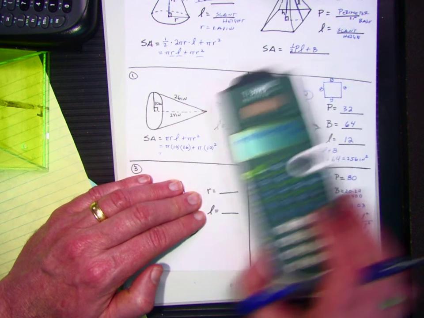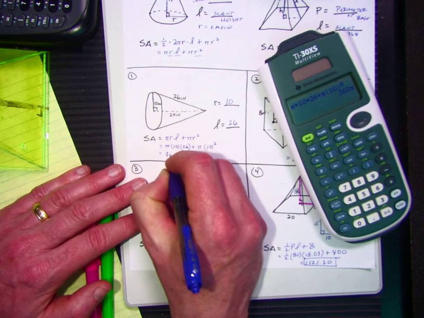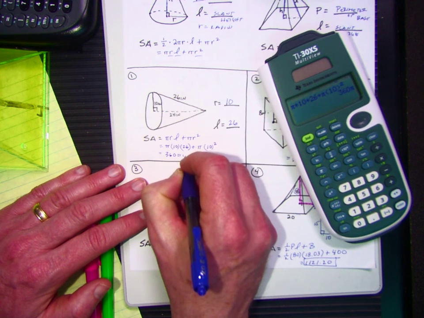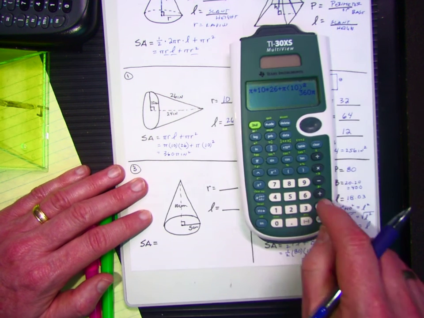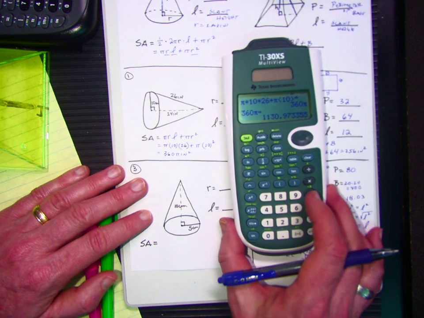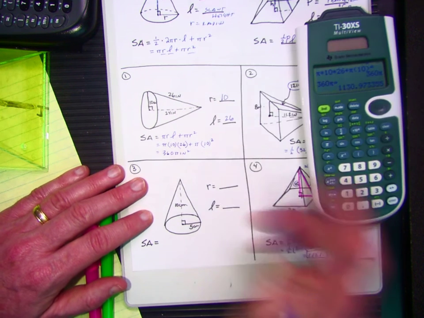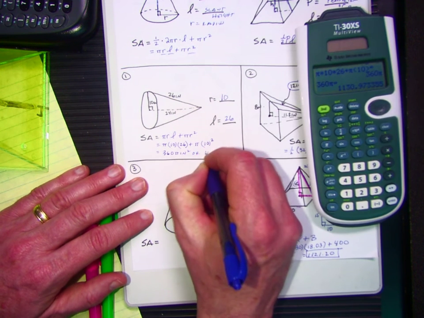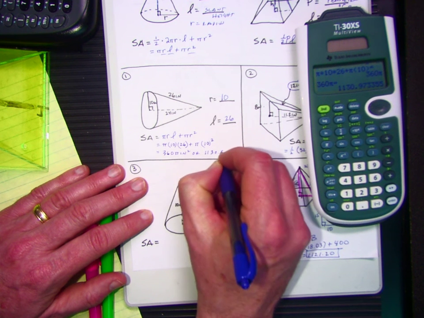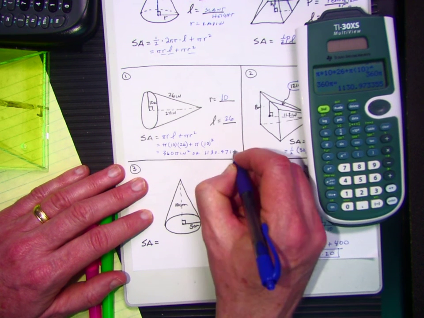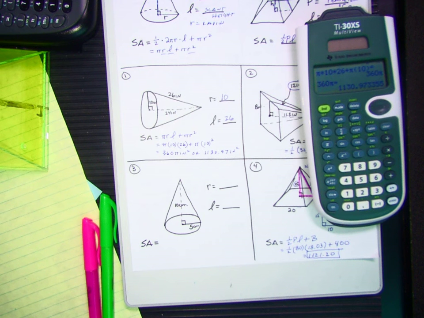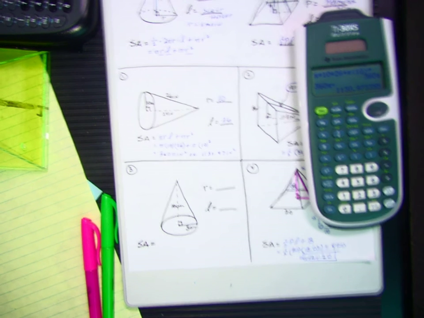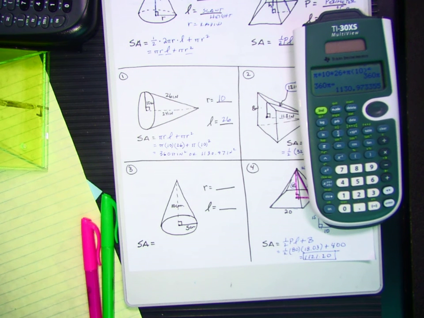And you get 360 pi inches squared, or if you went to decimal land, it'd be 1130.97, and that would also be inches squared. So the key on this one is find the radius and then find the slant height and realizing, well, what did they give you?